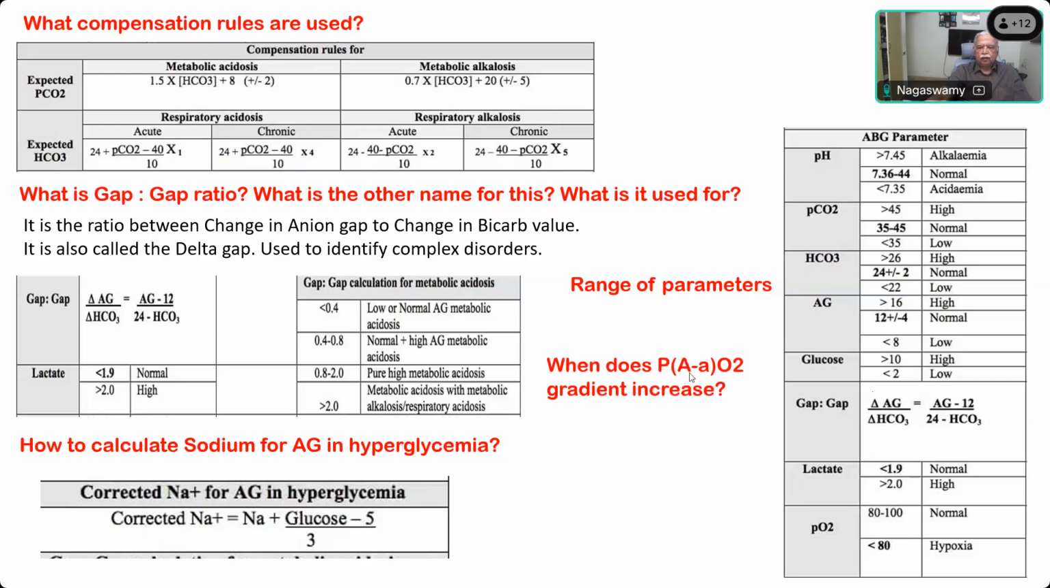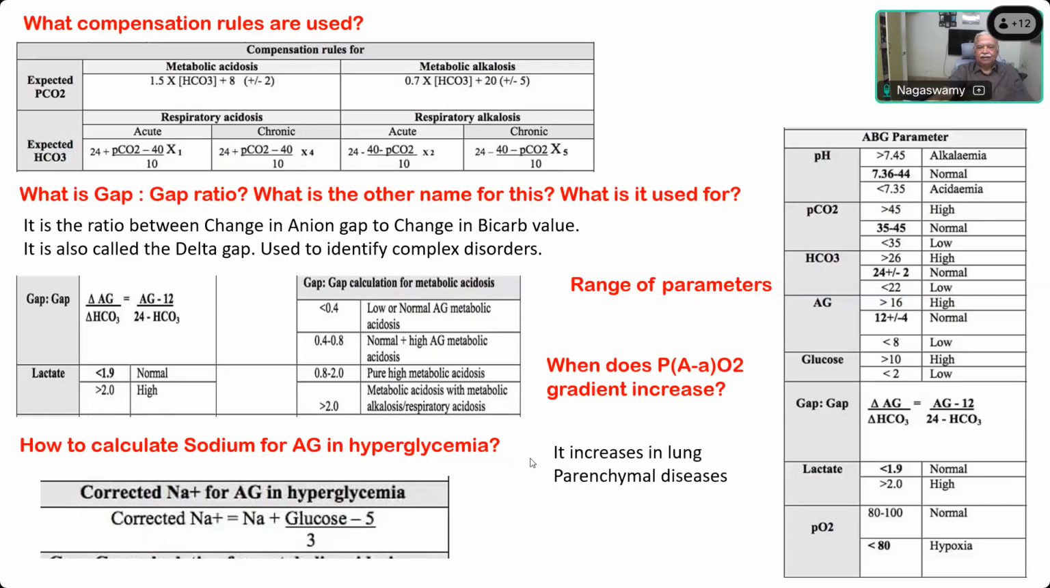When does the alveolar oxygen gradient increase? In which condition will you have an increased alveolar to arterial oxygen gradient? What is the normal alveolar arterial oxygen gradient? How many millimeters of mercury? These are all basic respiratory physiology questions. You should not take this much time to answer this.